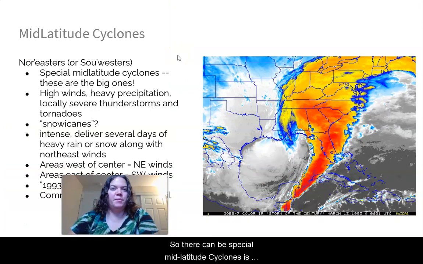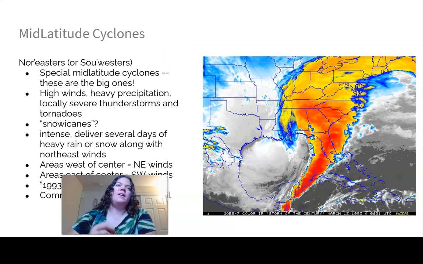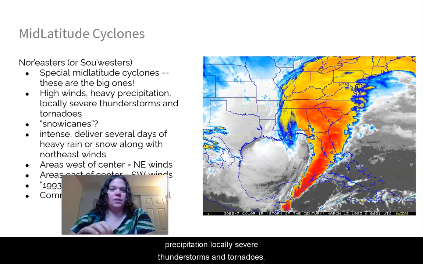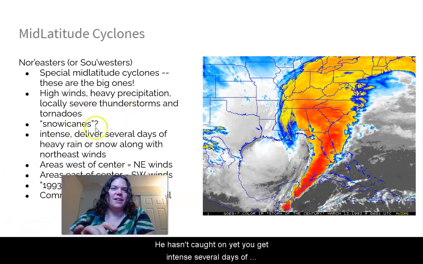So there can be special mid-latitude cyclones. These are called nor'easters or southwesters, depending on where you are. And these are associated with high winds, heavy precipitation, locally severe thunderstorms, and tornadoes. Also known as snowicanes, because they have really high winds and you can get blizzards and stuff. So snow hurricane, I don't know. It hasn't caught on yet.